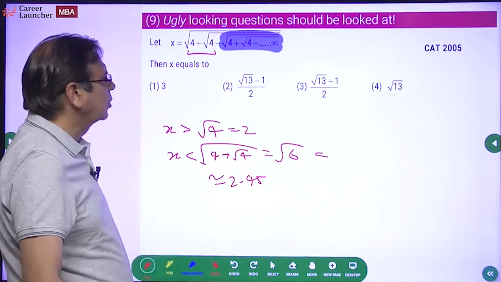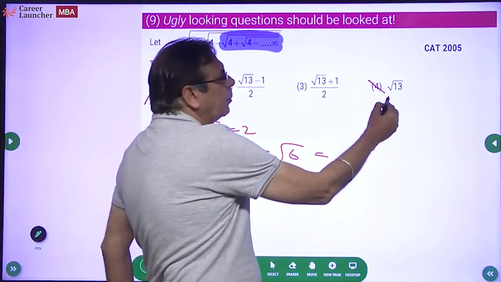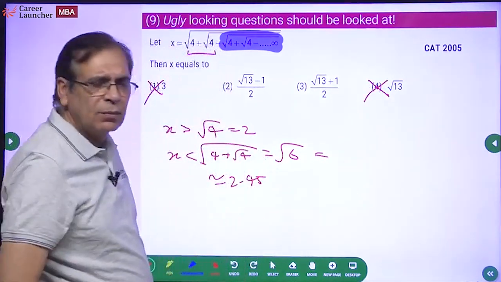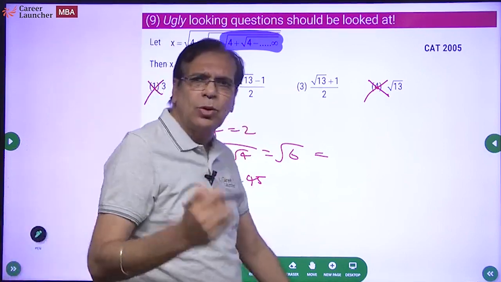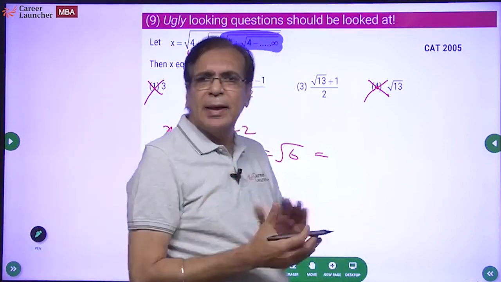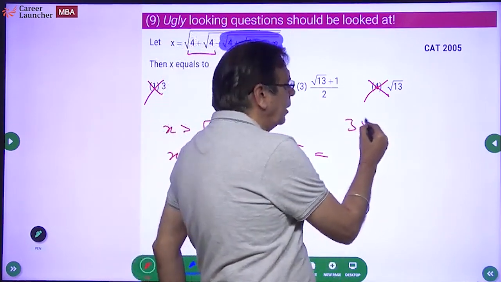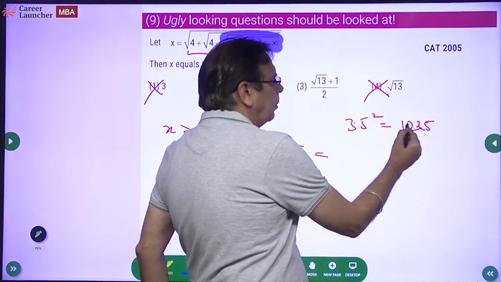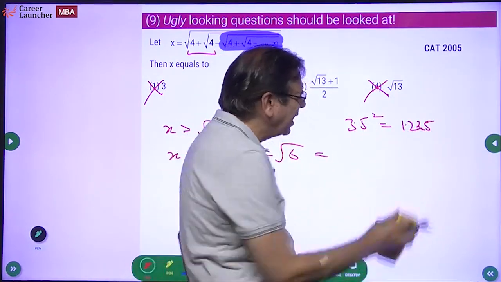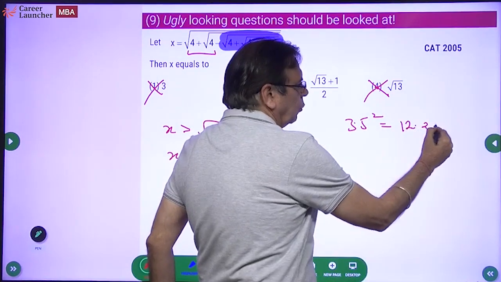Now let's look at the choices. Obviously wrong choice. This is definitely going to be more than 3 square. So wrong answer. So we are left with two choices. How much is under root 13? Again, look at numbers ending at 5. They are very useful for calculating the squares. What is 35 square? 1225. That means 3.5 square should be... Oh, I'm making a mistake. Okay. 3.5 square will be 12.25.